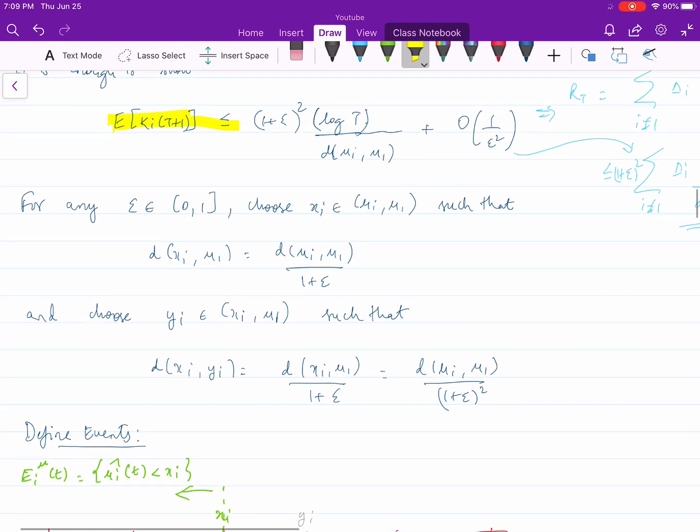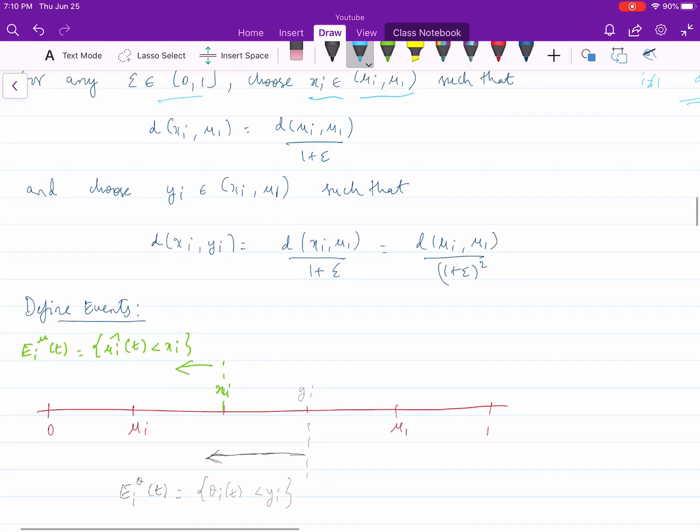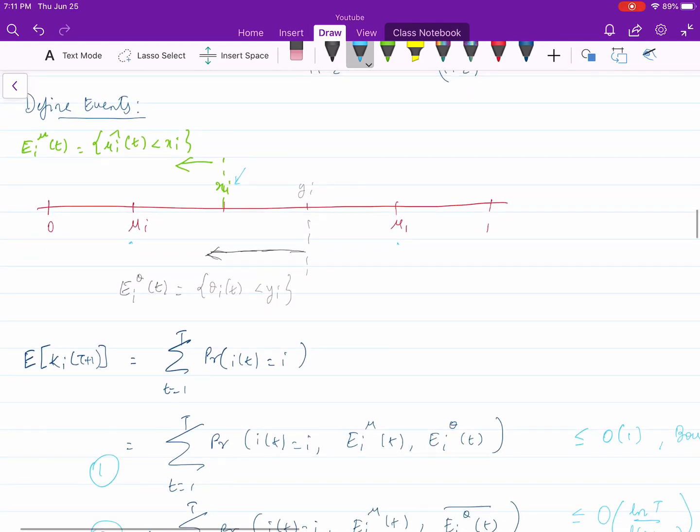Now moving on to the details. For any epsilon between 0 and 1, but not 0, one can choose x_i such that it lies between mu i and mu 1. The picture makes it clearer, I guess. We can choose x_i between mu i and mu 1 such that the distance between x_i and mu 1 holds this part, and then we can also choose y_i, which depends on x_i and epsilon in this fashion, such that the distance between x_i and y_i satisfies this equation. This follows from analysis and the Archimedean property.